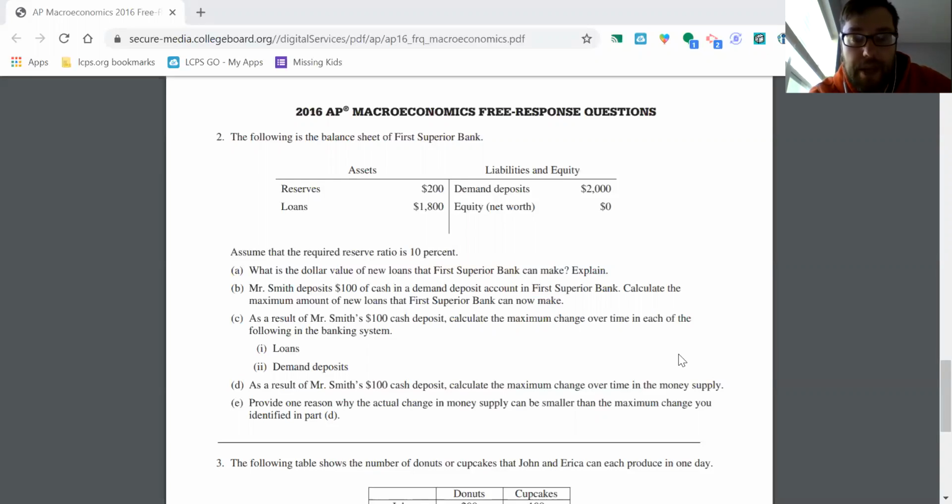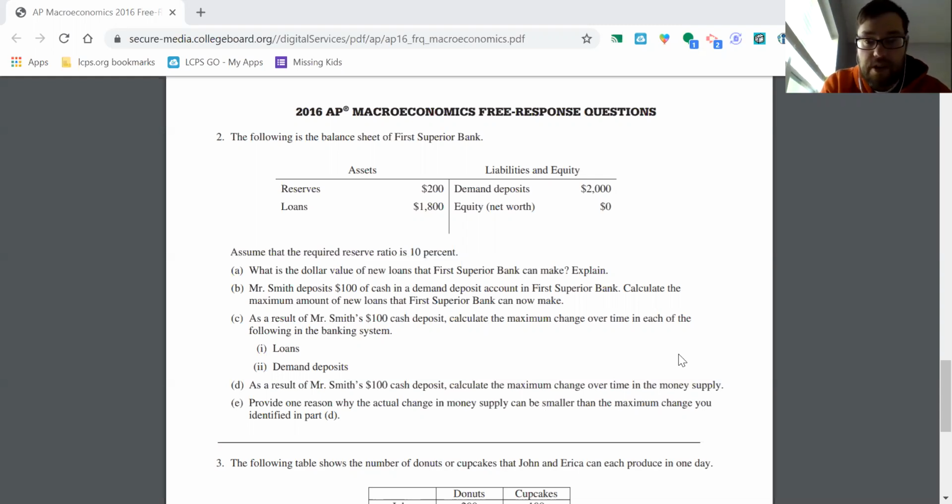So banks can only loan out if they have excess reserves. So in this case, the excess reserves is 0, right? Because all the reserves here are considered required. And therefore, part A, the answer is going to be 0. So that should be your explanation there, something to that effect. Okay, so now let's go to part B.